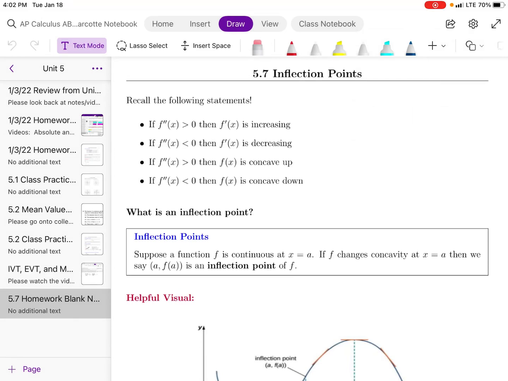Hello everyone, so today we're going to talk about inflection points. But before we get started with that, we first just want to recall these 4 statements that are important.